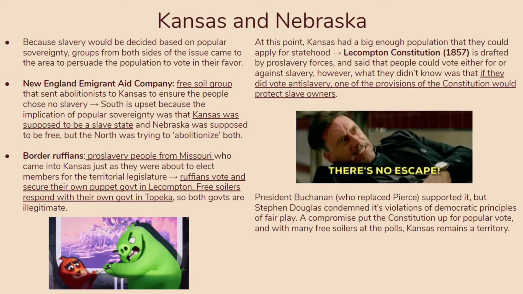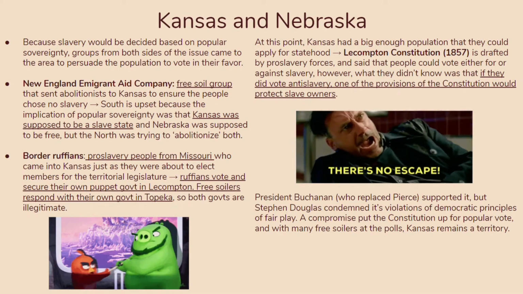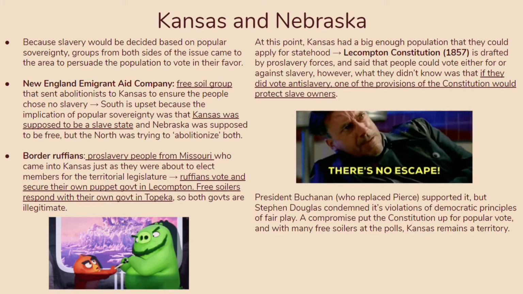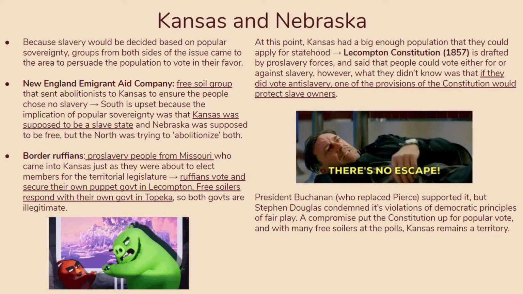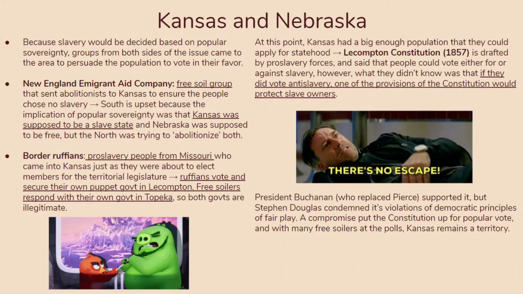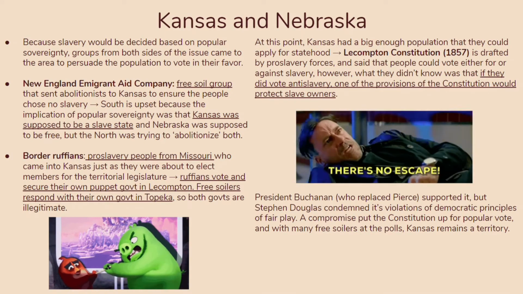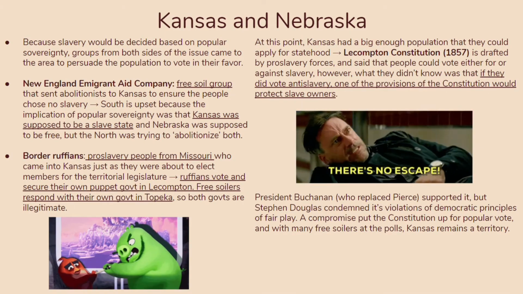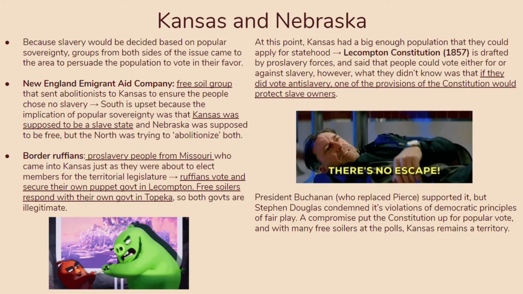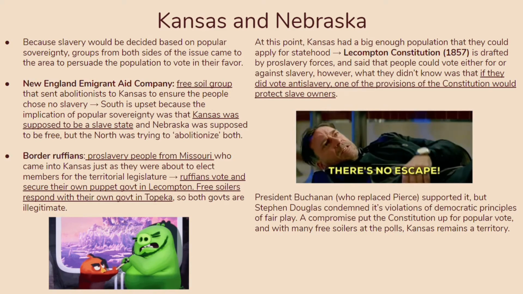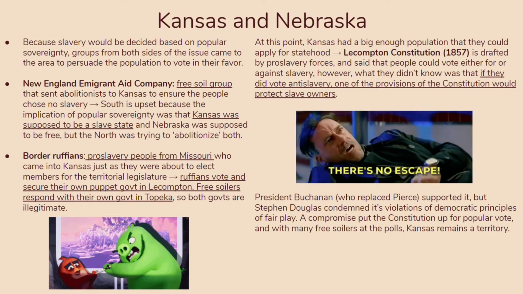However, President Buchanan, who replaced Pierce, supported it. And Stephen Douglas, however, condemned its violations of democratic principles of fair play. He said that it literally cannot be democratic because it's not giving people true choices. They're not allowed to choose what they truly want, and therefore it can't actually be popular sovereignty. However, a compromise put the Constitution up for a popular vote, and with many of the Free Soilers at the polls, Kansas just remains a territory.